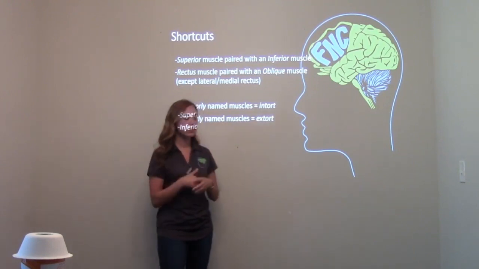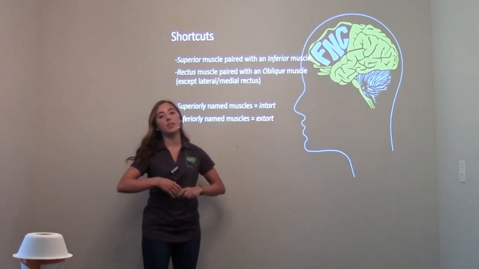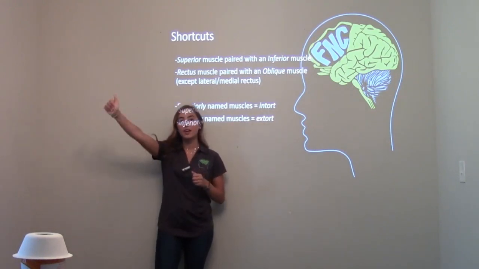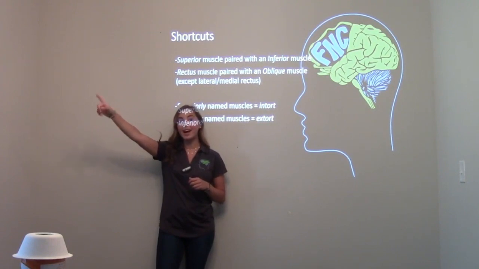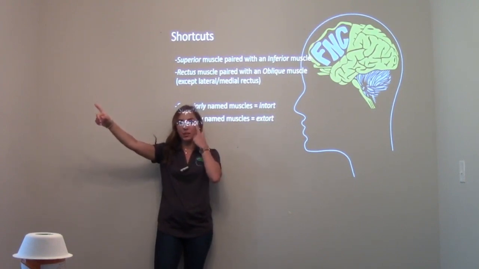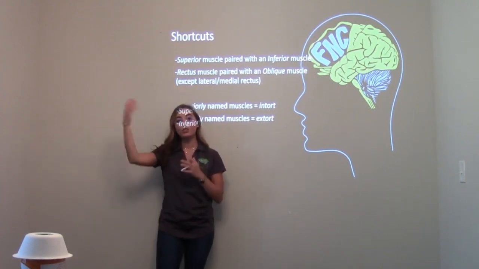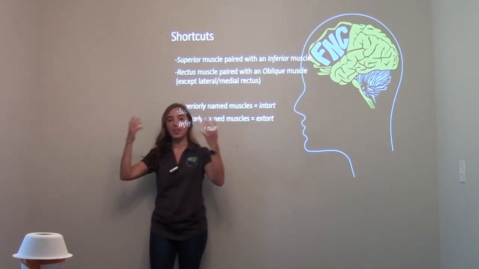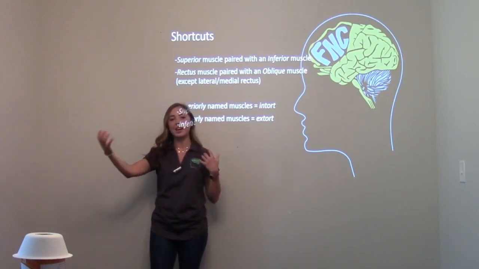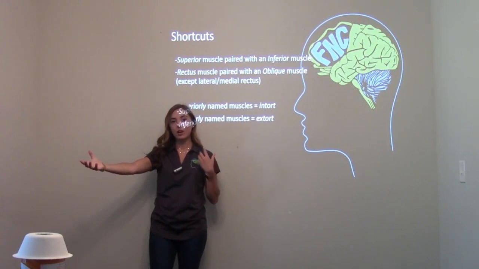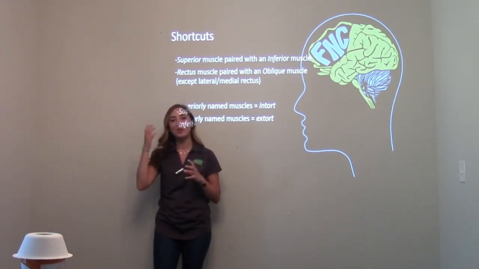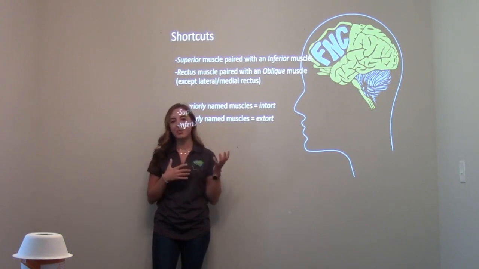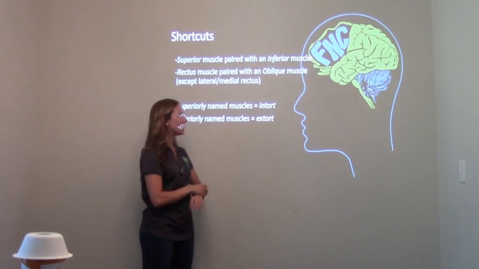They're different muscles. So if I'm using my superior rectus on my right eye to look up and to the right, then I have to be using my inferior oblique on my left eye. A superior muscle is always paired with an inferior muscle, and our rectus muscles are always paired with our oblique muscles. So if you can just figure out the muscle on one eye, with our shortcut, you can figure out the other muscle being used in the other eye to help you make it a little bit quicker.